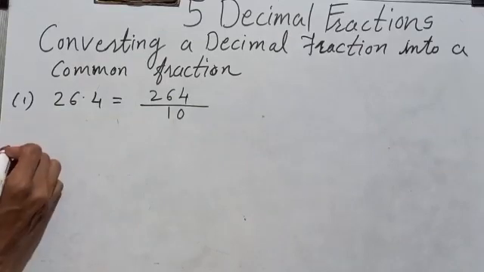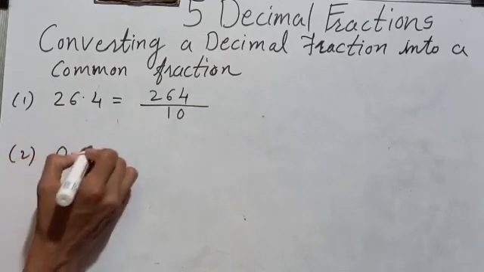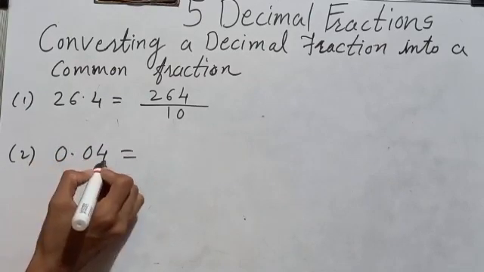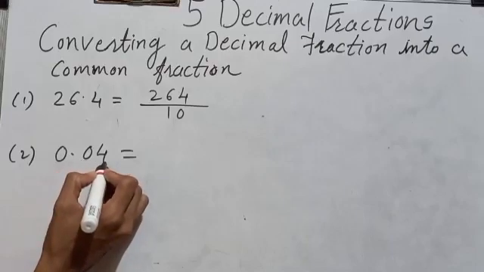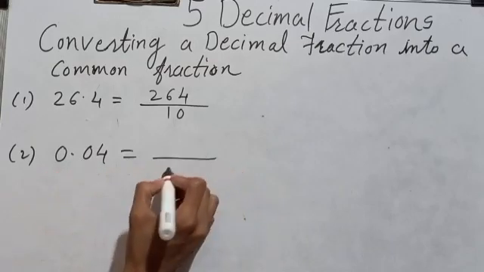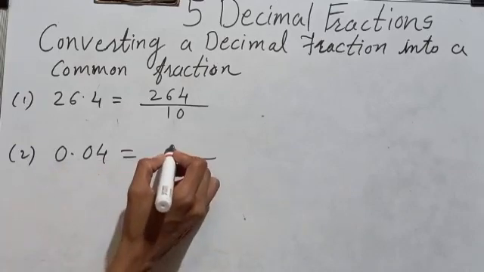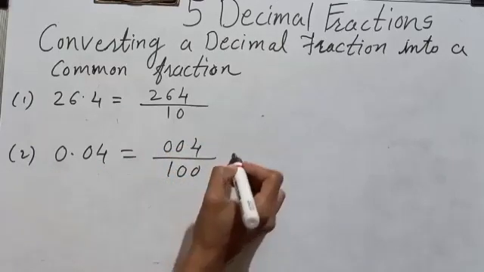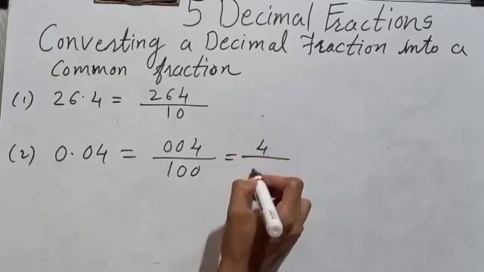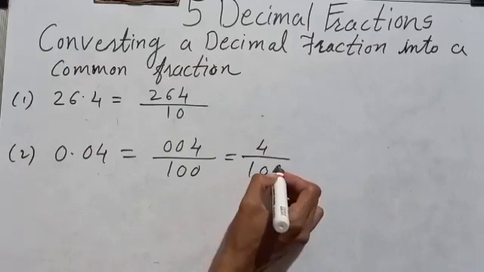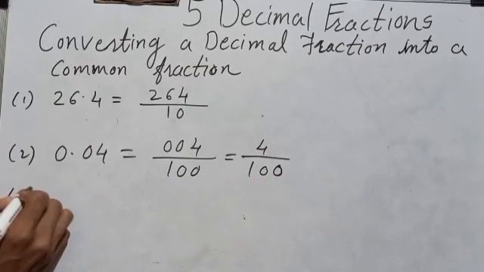Then see the second example, 0.04. Now here also, after the decimal point how many digits are there? 1, 2. Okay, so the denominator will be exactly 100 and this number will become 004. Now 004 means what? Only 4 we say. So you can write 004 upon 100 or 4 upon 100.